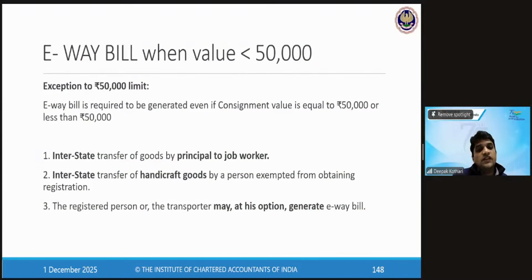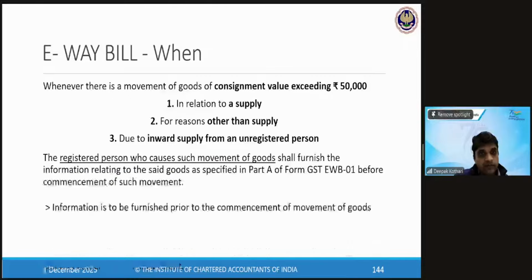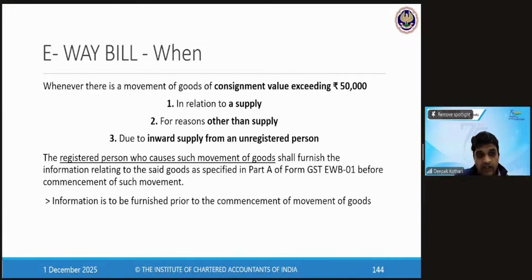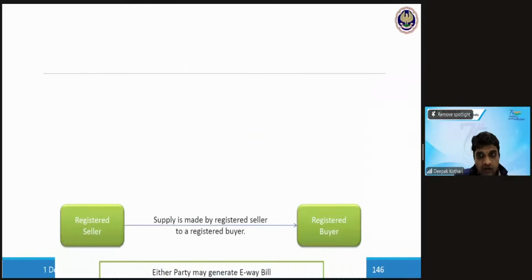Right. So e-way bill, when the value is less than 50,000 rupees. Generally, an e-way bill is not required when the value is less than 50,000 rupees. But in certain cases, even if the value is less than 50,000 rupees, you have to generate the e-way bill. When are those cases?